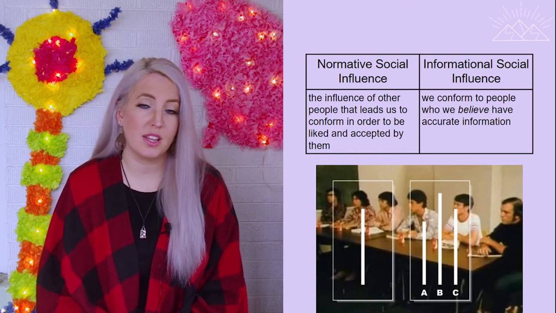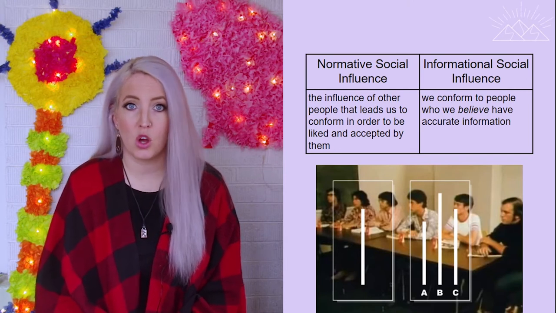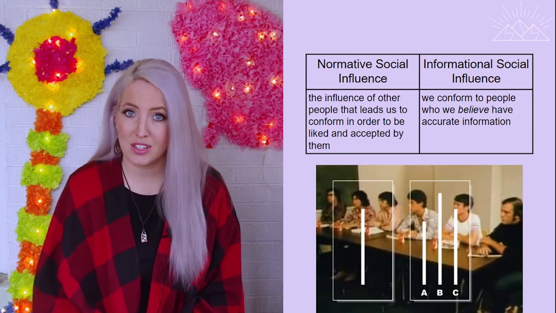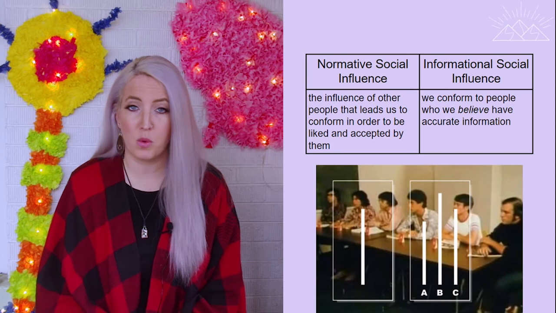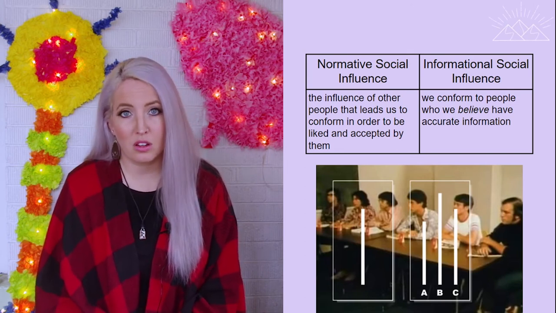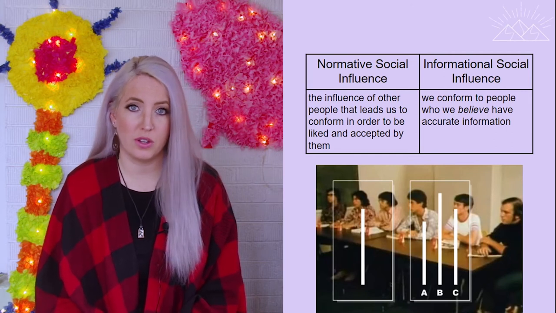Normative social influence is when a person conforms in order to be accepted by the group. So when we want to go along with others just to not cause any problems, just because we value the group and want to be accepted and be a part of the group, even if we think they're wrong, we still go along with it. That is considered normative social influence.